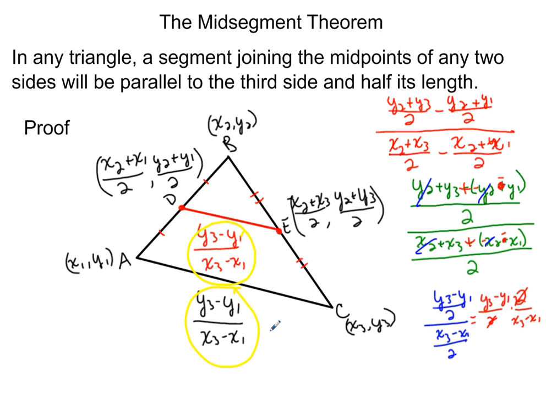Now I would be done, except for there's another part to this theorem, and that's the third side is half the length. So I'm going to use what I just proved to help me out with this. So I know that this side right here is parallel to this side right here. So the midsegment is parallel to the third side. And that's going to help me because I know some things about parallel lines and transversals.